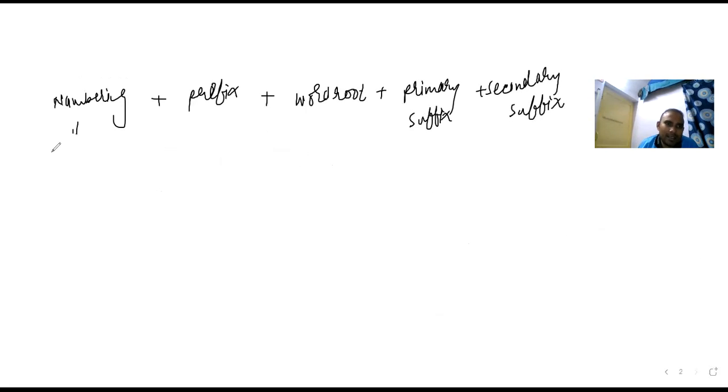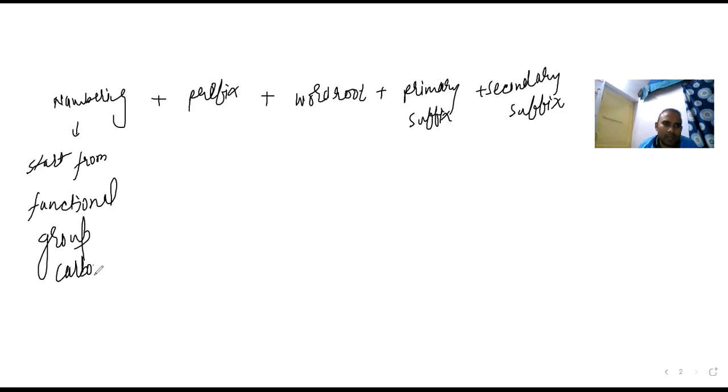Now numbering: where do we have to start? Start from the functional group carbon. That is our point, that is the rule. Now prefixes you know very well: F, Cl, Br, I. Word root, you also know: C1, C2. Primary suffix: single bond, double bond, triple bond, that also you know.